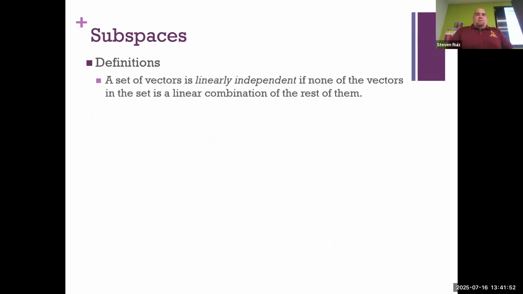So that brings me to the idea of linear independence. A set of vectors is linearly independent if none of the vectors in the set is a linear combination of the others. What we just saw was a counterexample. That set of 3 vectors was linearly dependent because I could make the third vector by combining the first two.